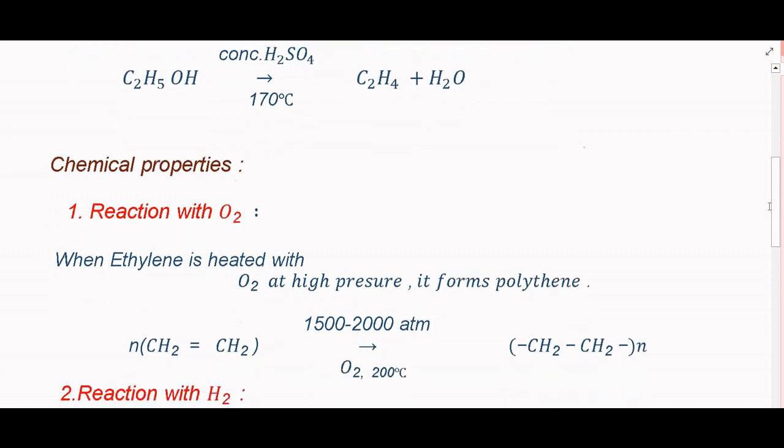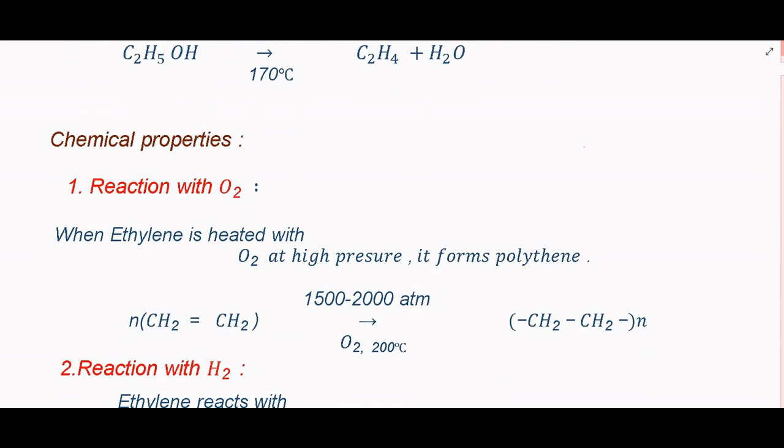What is the first chemical property? The first chemical property is reaction with oxygen. This reaction is also called polymerization. What is the meaning of polymerization? Polymerization means a large number of monomers react together to form a macromolecule or polymer.